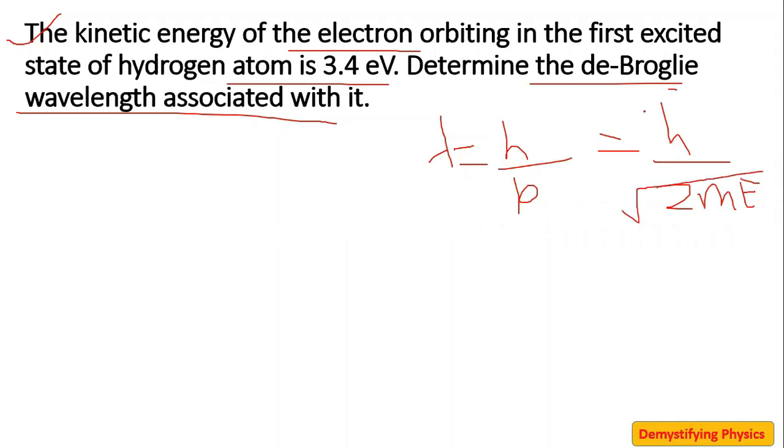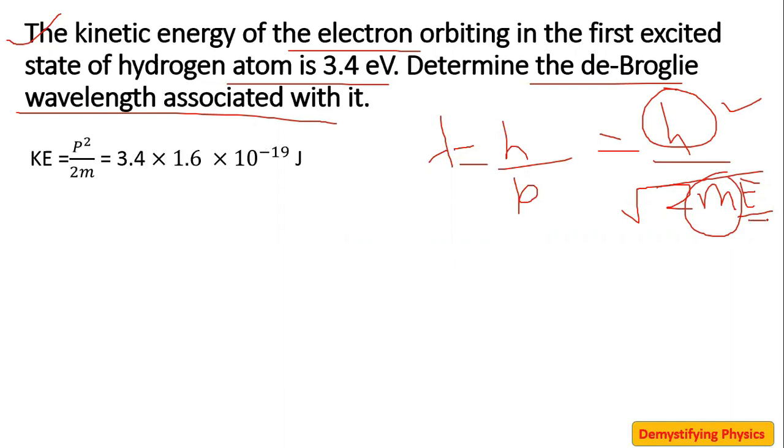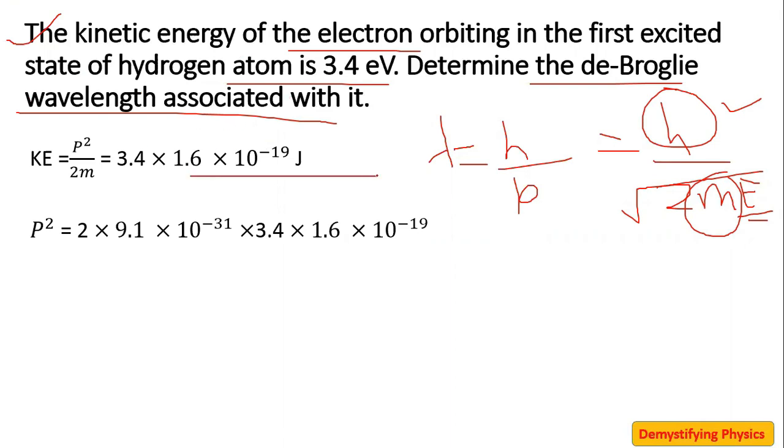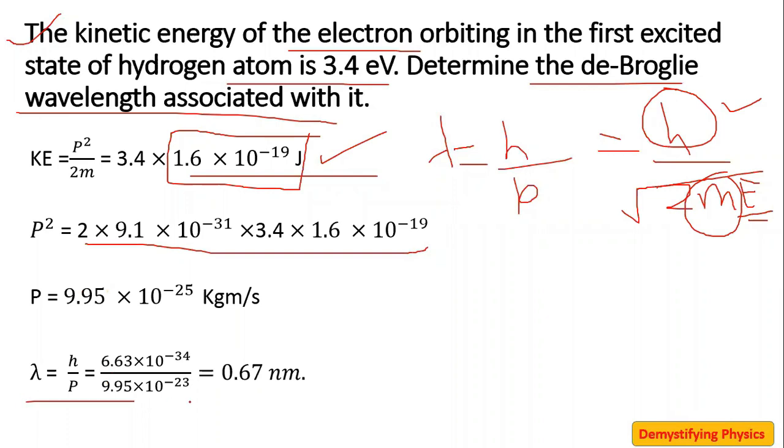One thing you have to remember is that h is in SI unit. We put the value in SI unit. Aap SI unit mein put karenge. So energy ko aapko joule mein convert karna padega. Convert into joule. Multiply it by 1.6 into 10 to the minus 19. Then p squared is equal to 2m into this value. Find out p and then find out lambda.